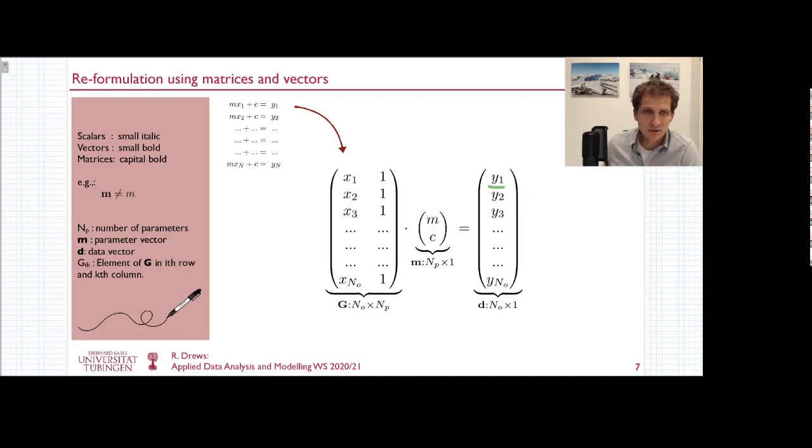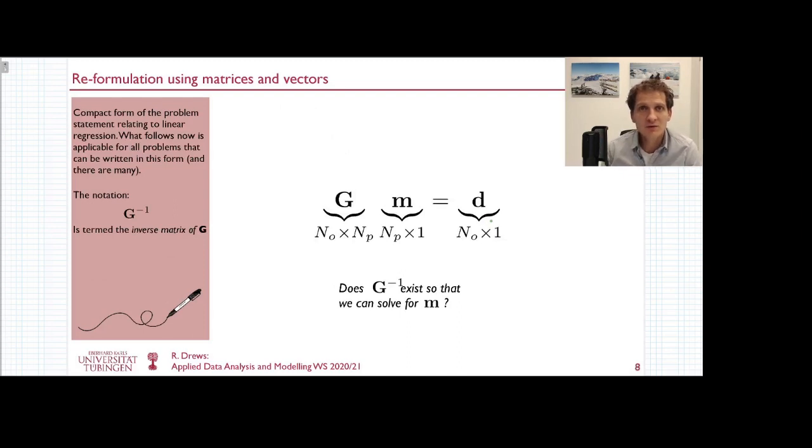And just take a minute and make sure that you understand what's going on here. Up here is our old linear system of equations. Here it's rewritten in matrix form, and you can easily reproduce the first line here, x1 times m plus 1 times c equals y1. And why would we do that? Well, this is the first step of generalizing our results. So in this form, we don't only treat problems in form of linear regression, but we treat all linear problems that can be written in this way. And there are a lot of problems that can be written in this way.